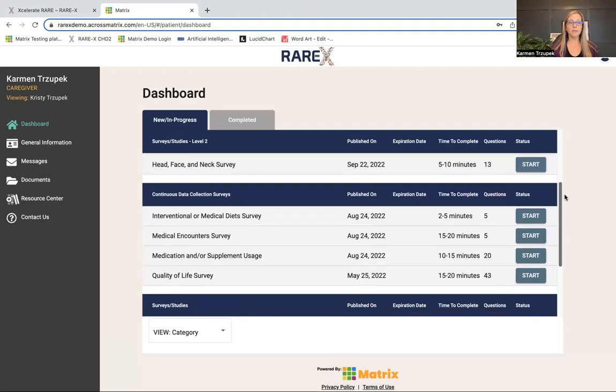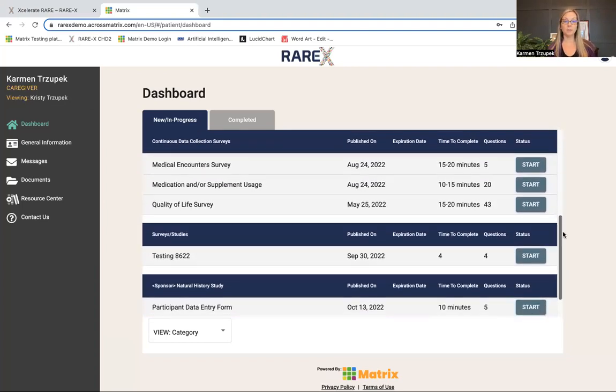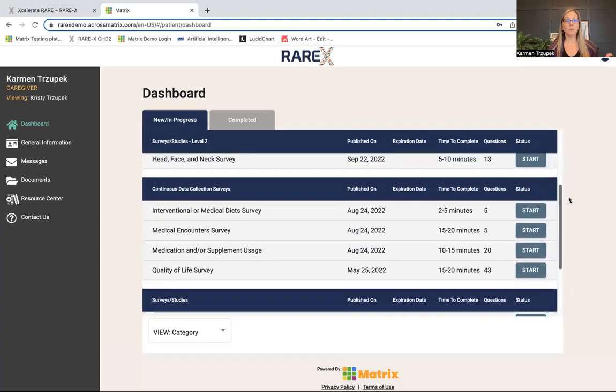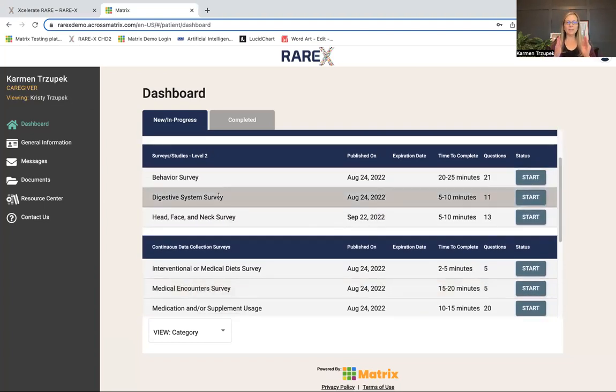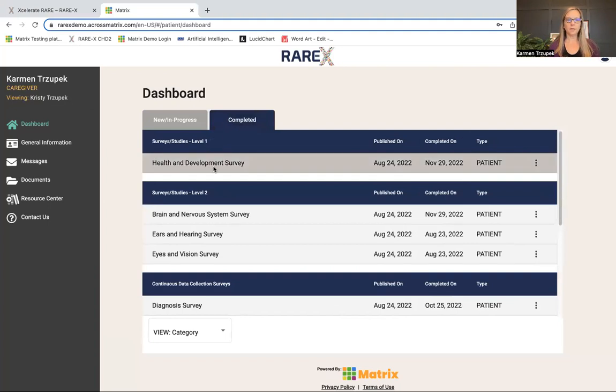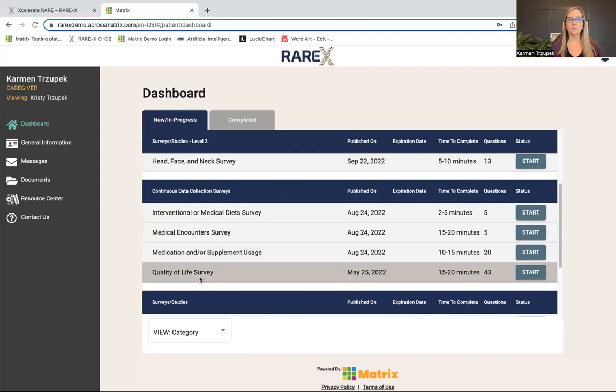And if you look down at that, you can think, well, there's a lot of things to do and I'm struggling to find time to get them all done. So that's why I'm prioritizing this for you. This quality of life survey is also really important. We'd like that to be completed. But really, the main things that we need are the health and development survey, any level 2 surveys and studies, and that quality of life survey.